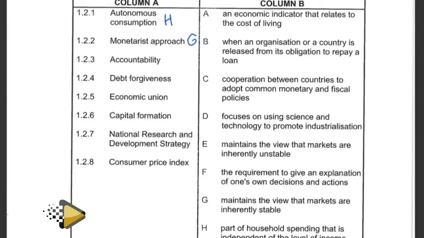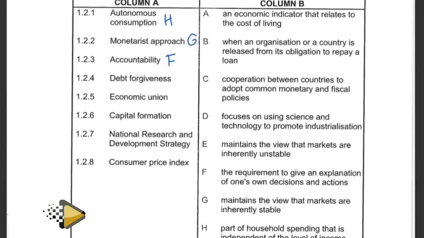The next question, we have 1.2.3, which is accountability. When we talk of accountability, we refer to an explanation of one's own decisions and actions, when you take charge of your actions or your decisions. So if we check the list of options given in column B, the appropriate answer in this regard is going to be F. Okay, thank you, grade 12.